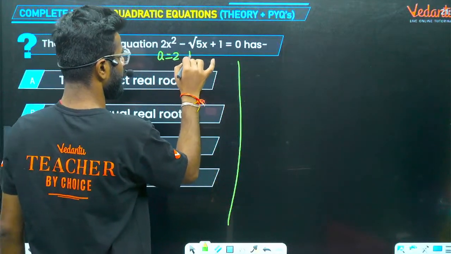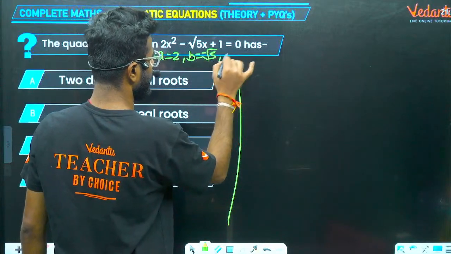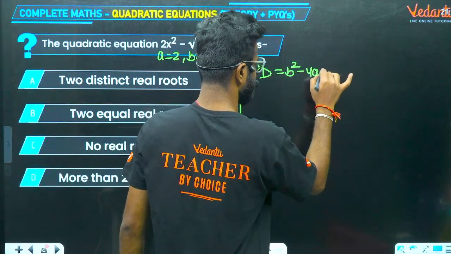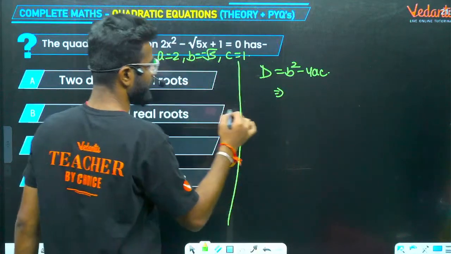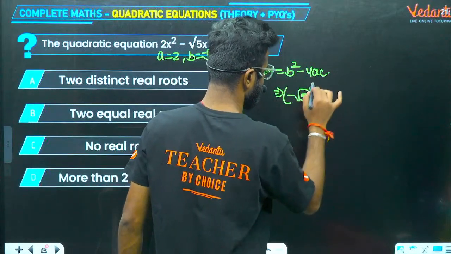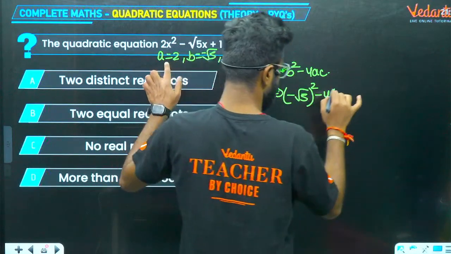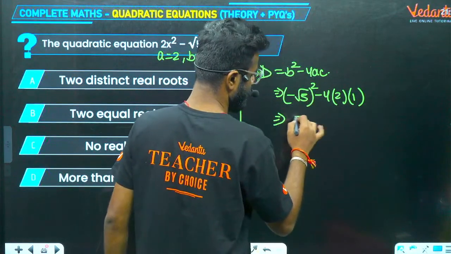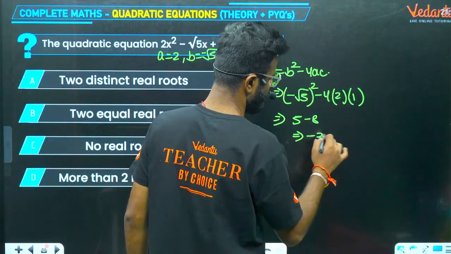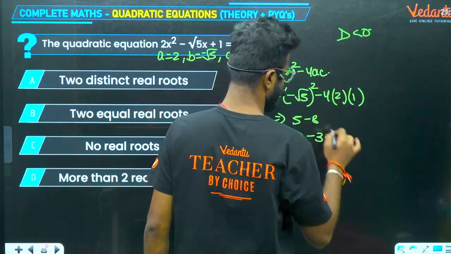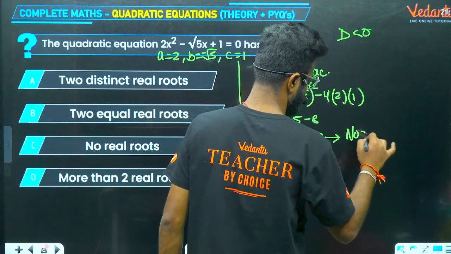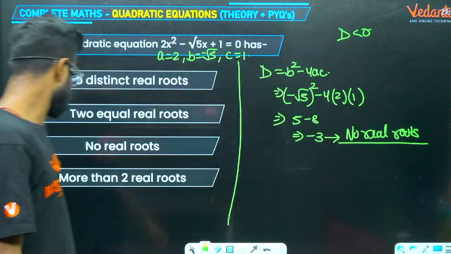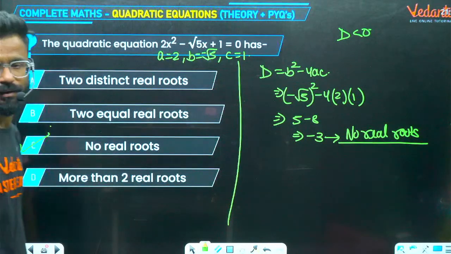The quadratic equation has 2 distinct real roots, 2 equal real roots, no real roots, more than 2 real roots. Simple. A is 2, B is minus root 5 and C is 1. Discriminant is equal to b square minus 4ac. B is minus root 5, minus 4 into A is 2 and C is 1. 5 minus 8 is minus 3. If discriminant is less than 0, we are having no real roots. Option C is correct.